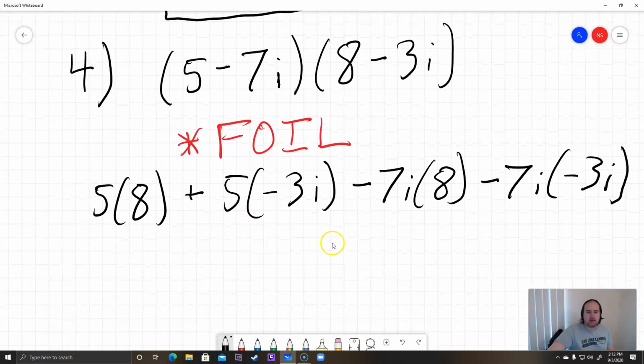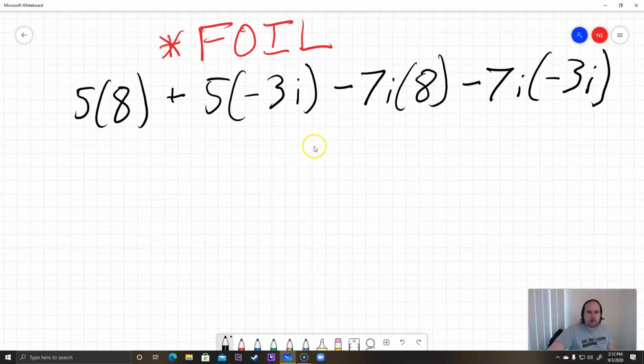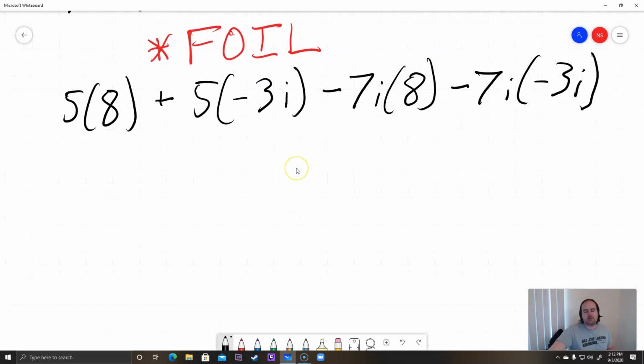Okay? And, of course, we have to simplify this. And some of you might be able to do all the FOIL in your head. If you can, you don't have to write it all out like this. I'm just writing it out in case you don't remember FOIL. So, for the first term here, 5 times 8 is 40. For the second term, 5 times negative 3i is negative 15i.